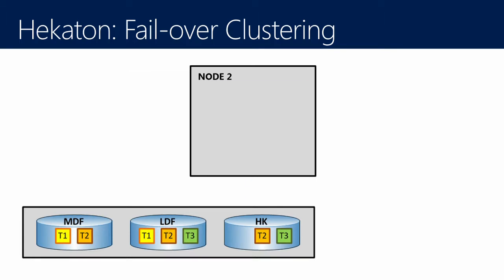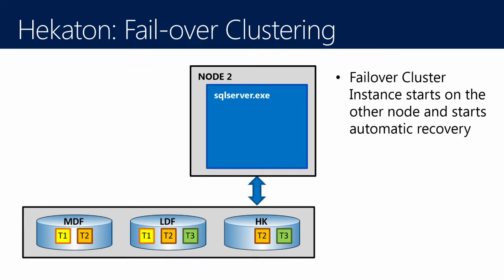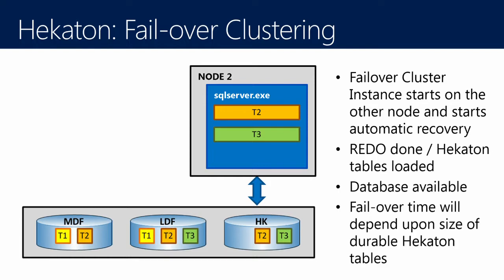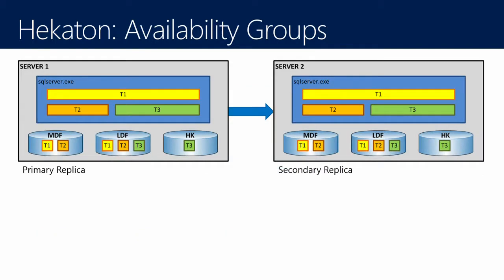Well, SQL Server starts up on the second node. Okay, we go through this automatic recovery phase. So we load table 3, we load table 2, which might take a bit longer because it's bigger. So that's the hackathon data loaded, and now we will allow access to that particular database, so the database is available. So again, the size of the tables and your disk subsystem for the hackathon filestream is going to play a big part in that.